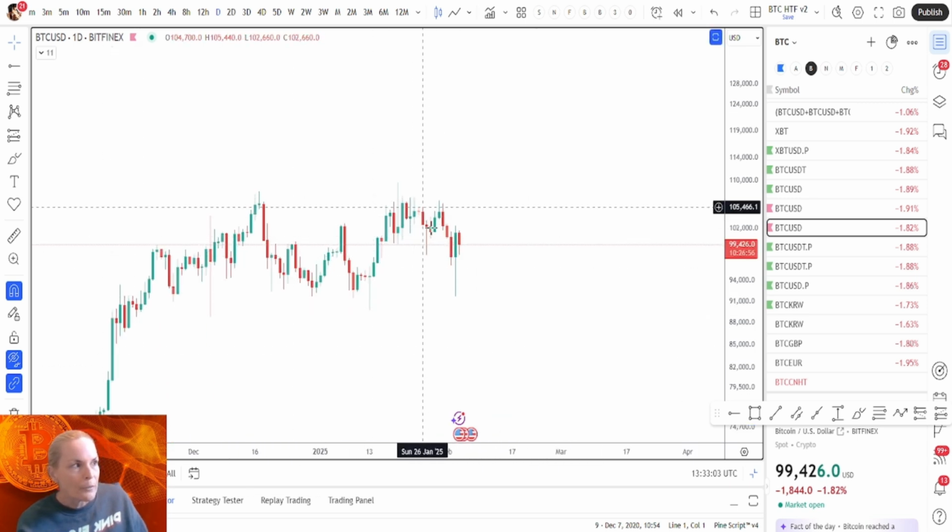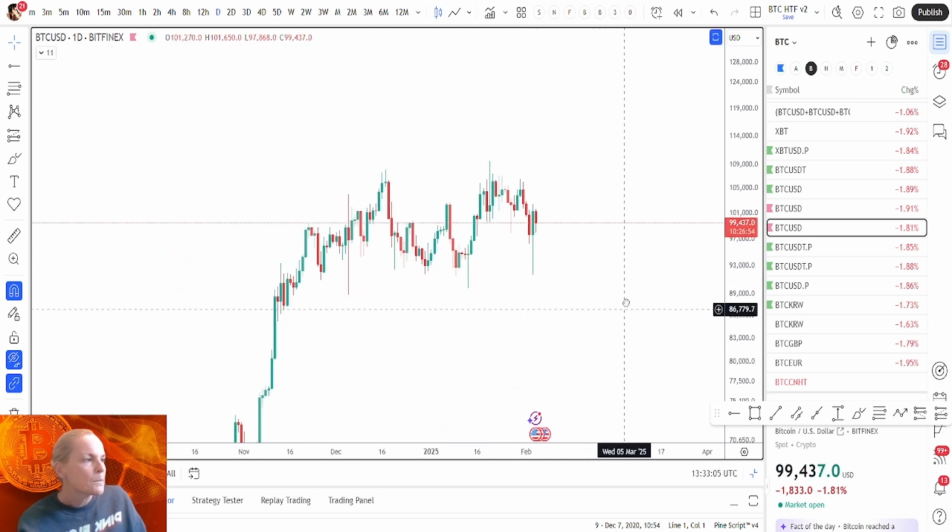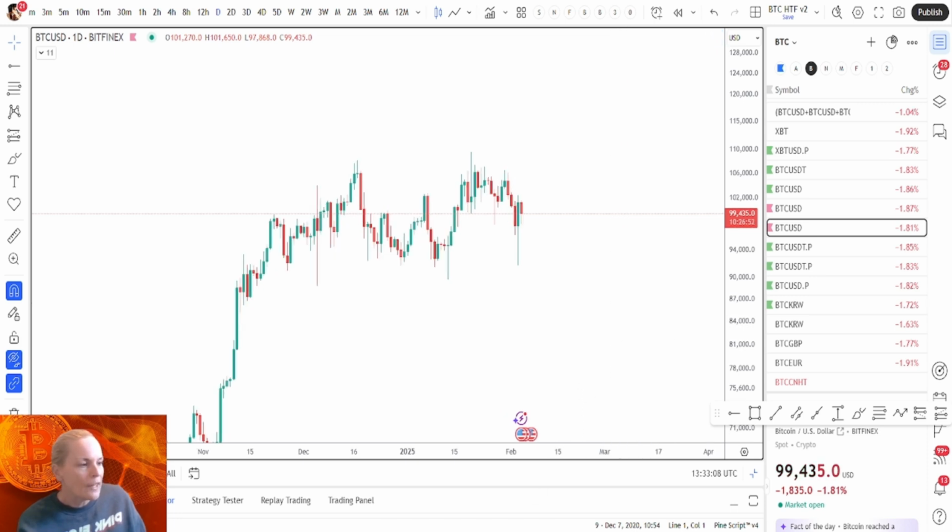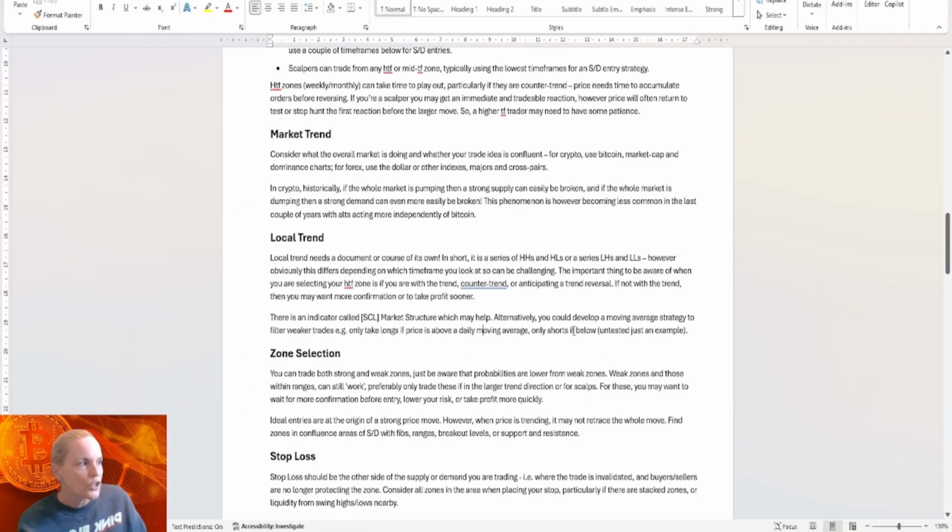While you might get zones within a range, anyway, I'm digressing a little bit, but structure, like I say, is more challenging. So again, try and trade with the trend if you can. If you're not trading with the trend, that's fine, but you just need to be aware of what you're doing. If you're trading within a range, your zones will be weaker, so your trades might be lower probability, but that doesn't mean they won't work. But then you may want to take profit quicker.